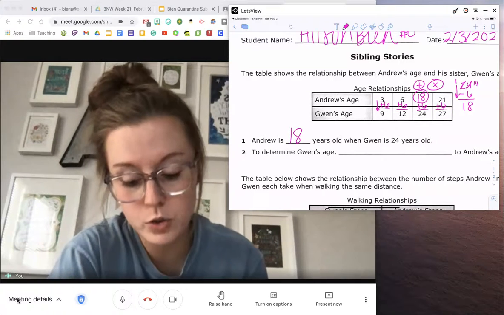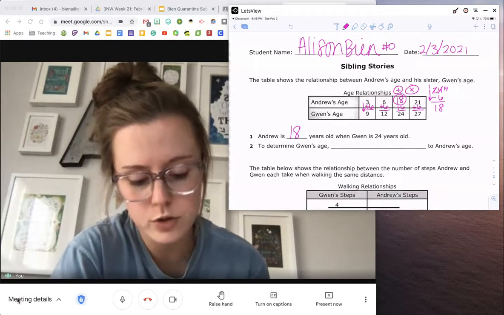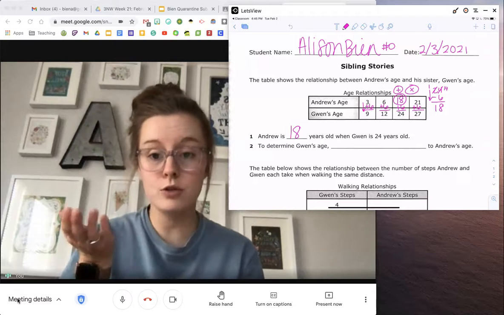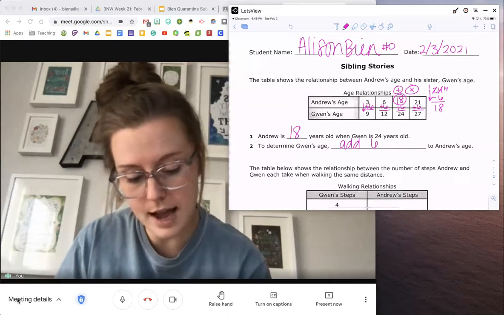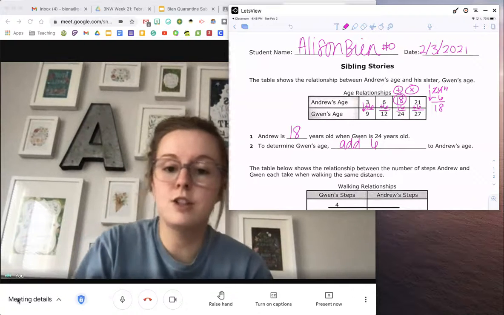Okay, so to determine Gwen's age, you have to do what to Andrew's age? You have to do Andrew plus 6. So you had to add 6 to Andrew's age to get Gwen.